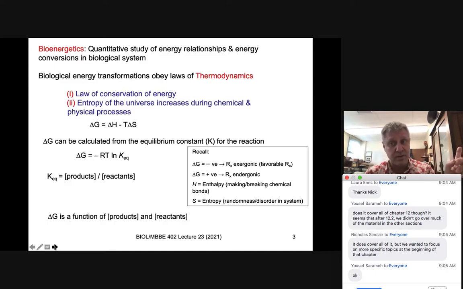So go back to some of your definitions from the previous lectures. But they all obey the laws of thermodynamics. Again, we have to make sure that we can account for all the bits and pieces to make sure we are consistent with those particular laws. So we have the law of conservation of energy in regards to making and breaking bonds, and there has to be an equal and opposite reaction.